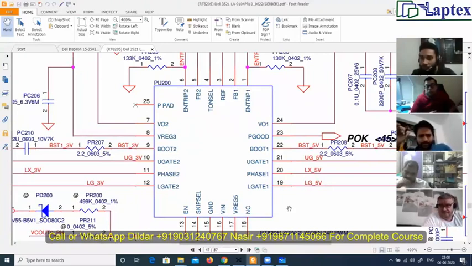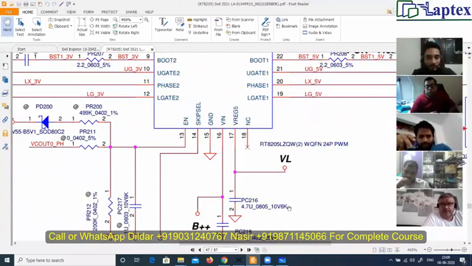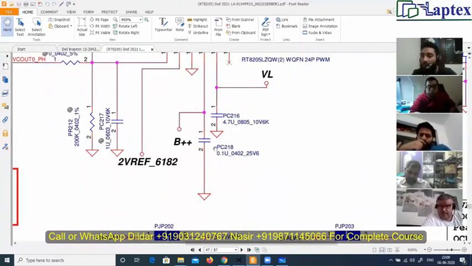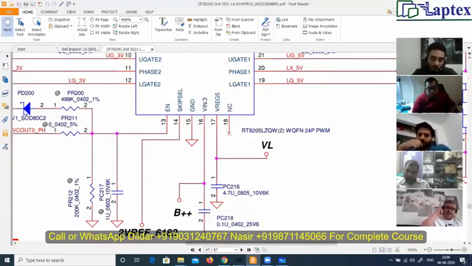This is a 19 volt supply. Which is the pin that you have to check? This is the number 16 pin. Where is it coming from? B plus. So you have to check on the capacitor PC218. At the capacitor PC218, you have to check whether 19 volt is there or not. Yes, the first point is 19 volt coming to this VIN section.